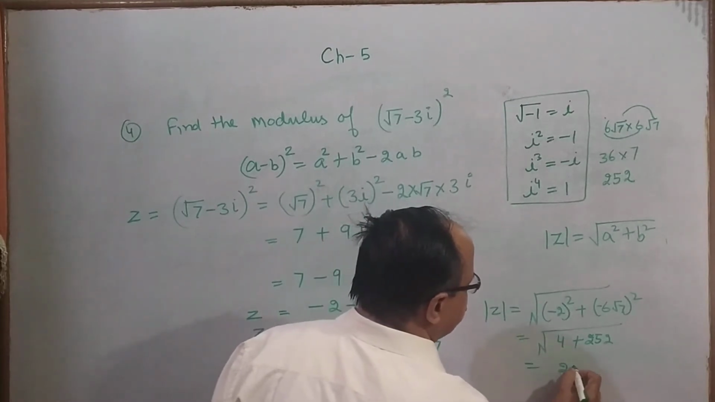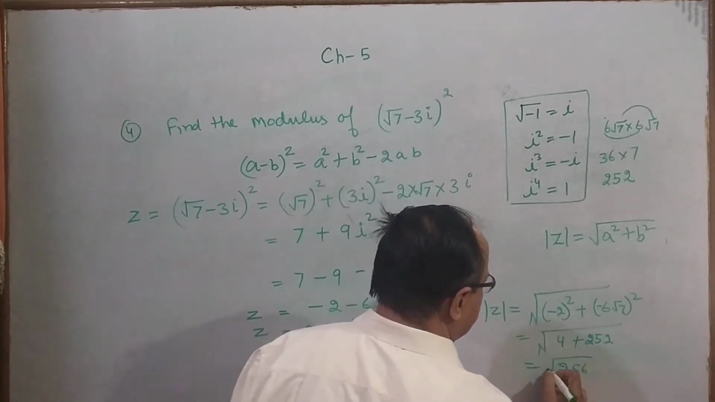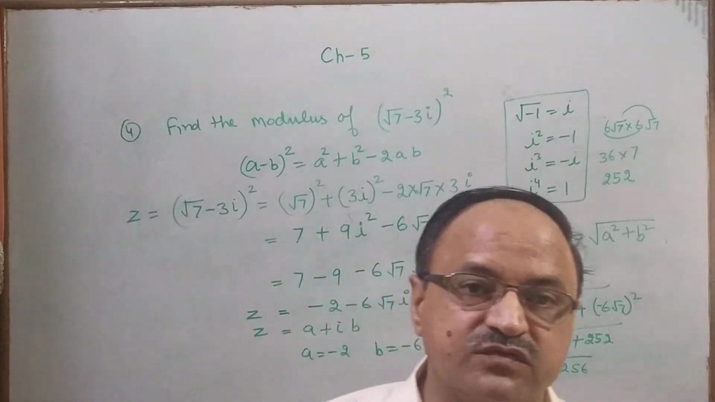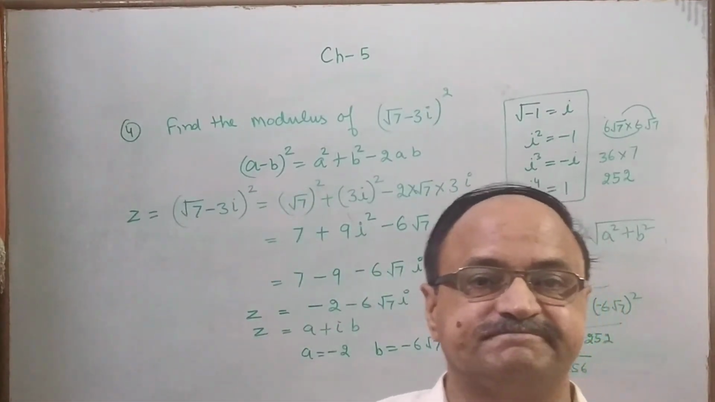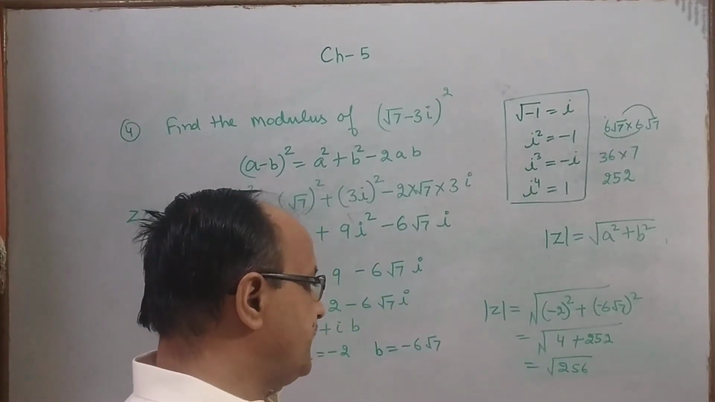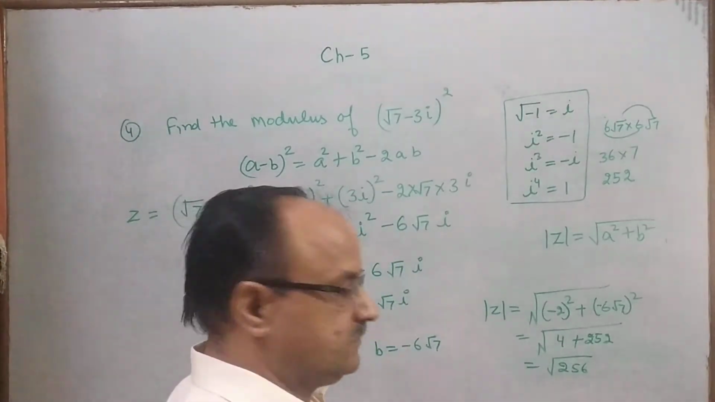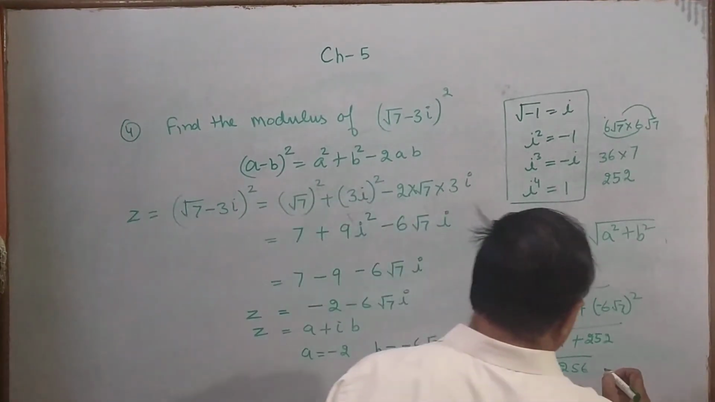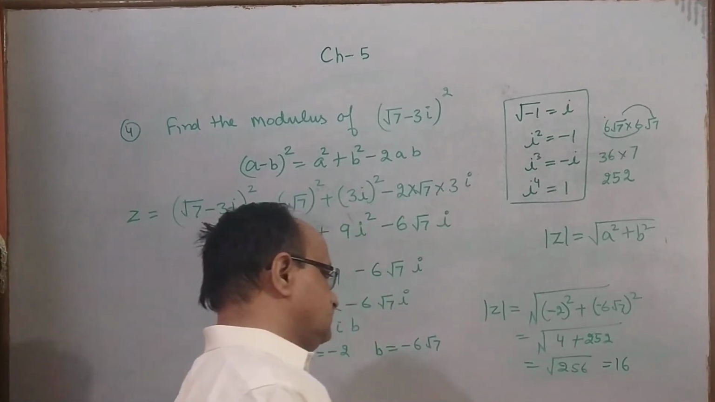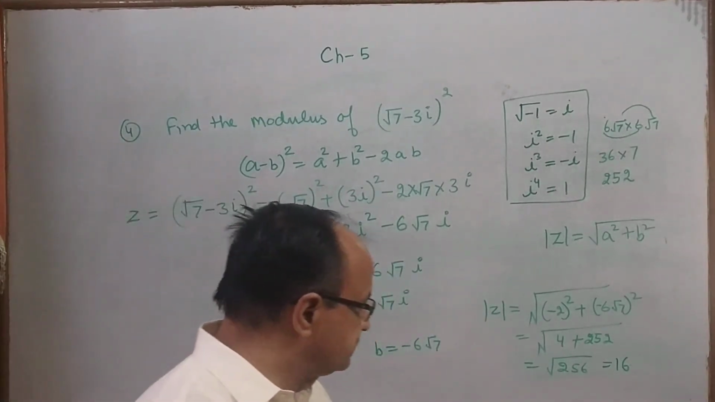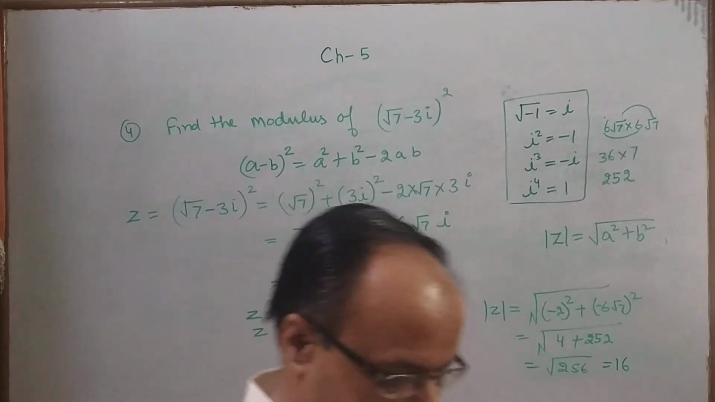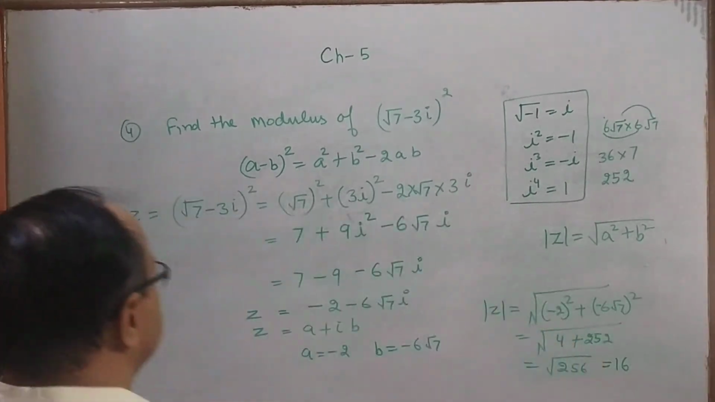When you add 4, 256. Can you tell me, 256 is the square of which number? Think. 256 is the square of which number? 16. Clear? So 16 is the answer. Correct? 16 is the answer of this question number 4. Clear?